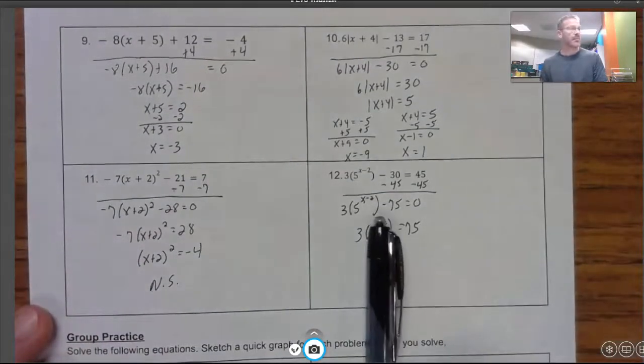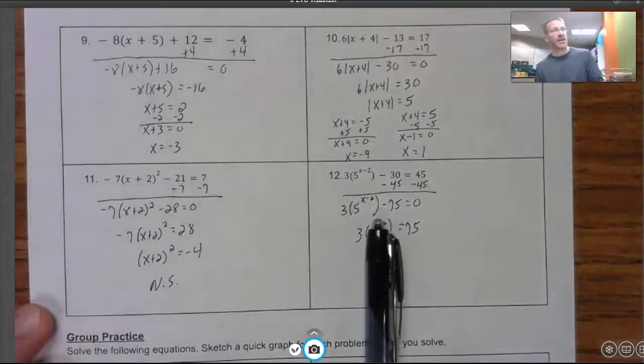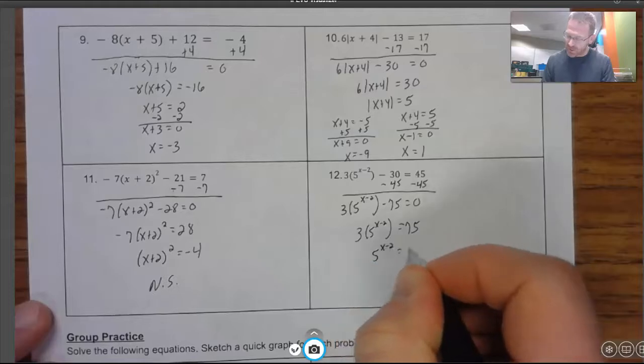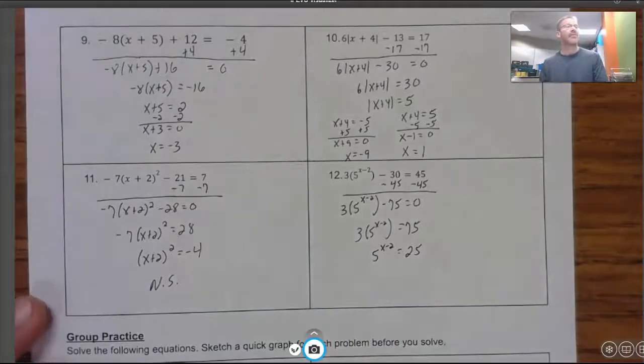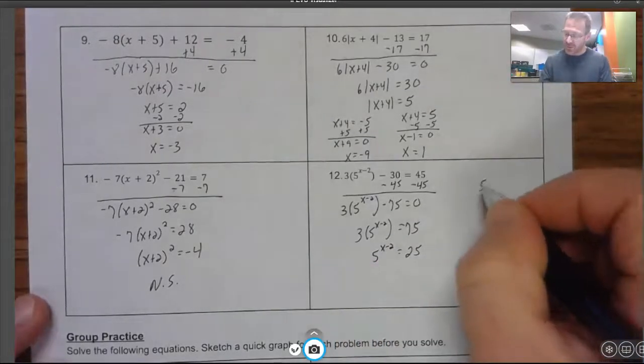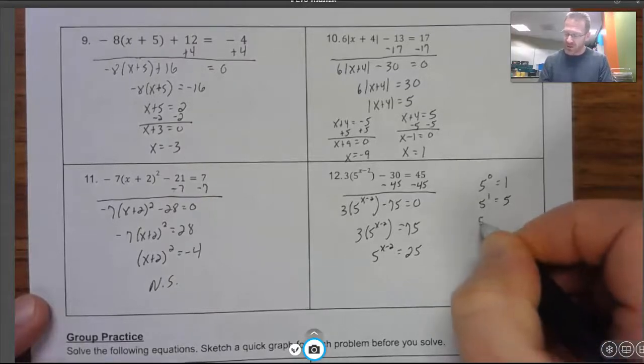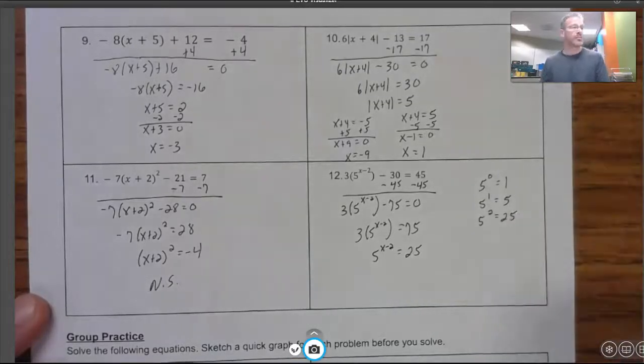Now it's a multiplication problem, right? 3 times what is 75? 3 times 25 is 75. So 5 to the x minus 2 is equal to 25. Now, 5 to what power is 25? So go through your powers, right? 5 to the 0 is 1. 5 to the first power is 5. 5 squared is 25. That's what we're looking for, right?